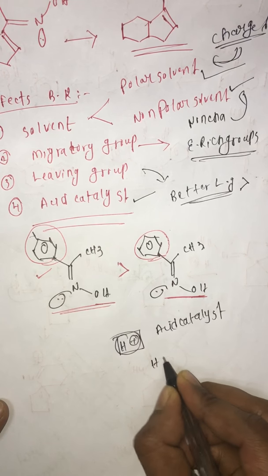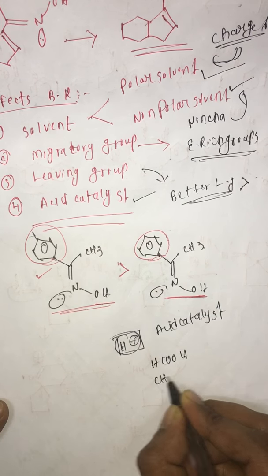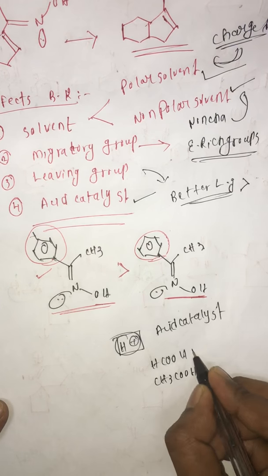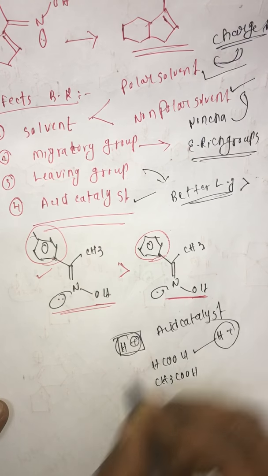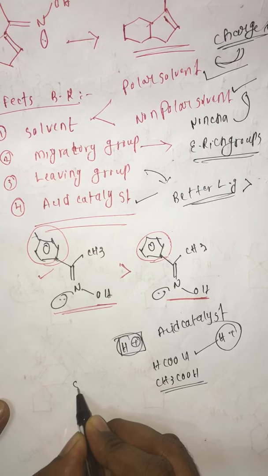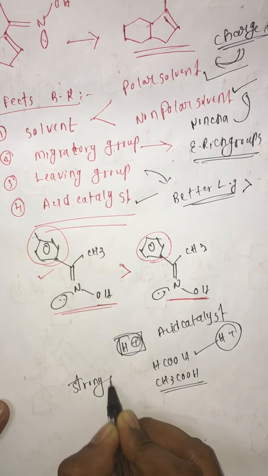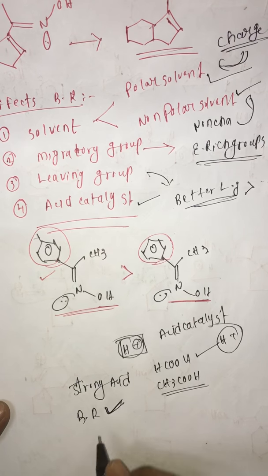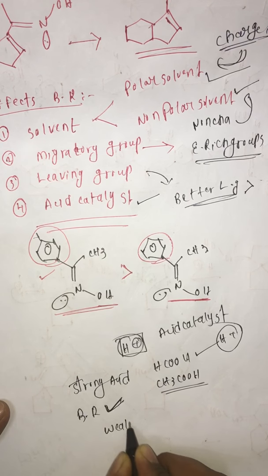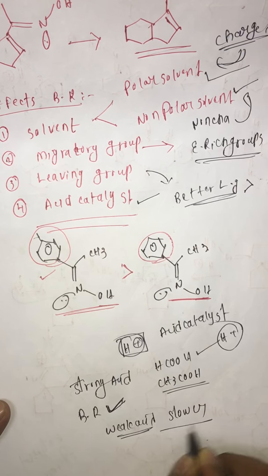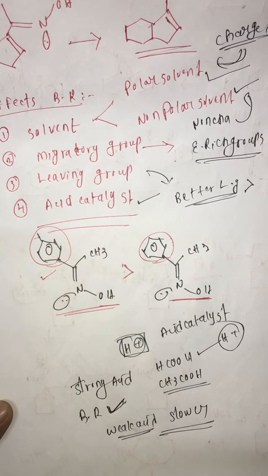Let's imagine that we have formic acid and acetic acid. Which one gives H plus very fast? Obviously formic acid gives H plus faster compared to acetic acid. Because of that, if we have a strong acid, the Beckmann's rearrangement is very fast. When we have a weak acid, the Beckmann's rearrangement is slower. And these are the effects involved in the Beckmann's rearrangement.